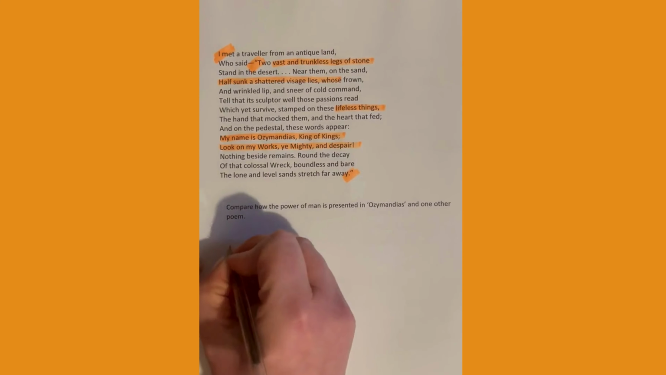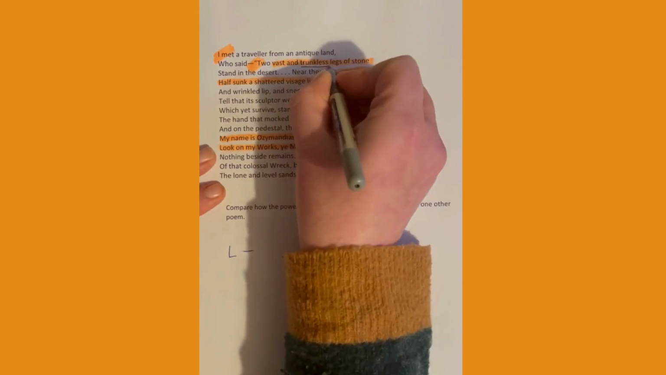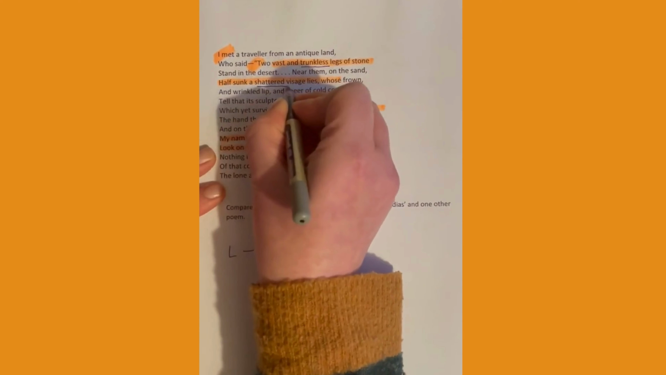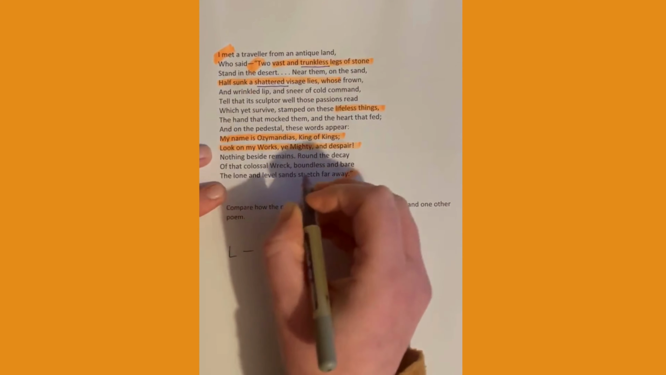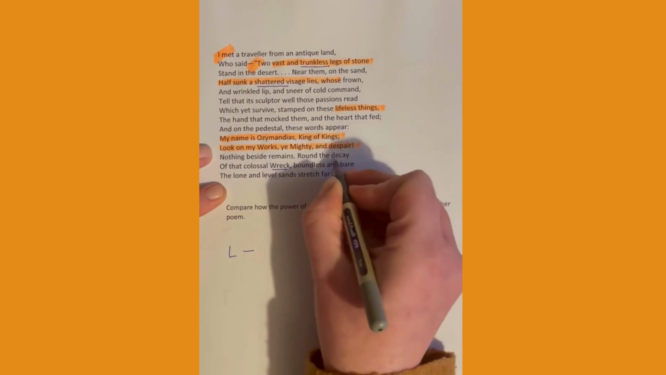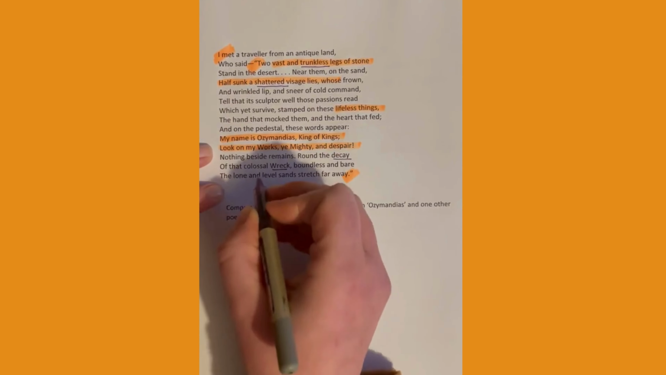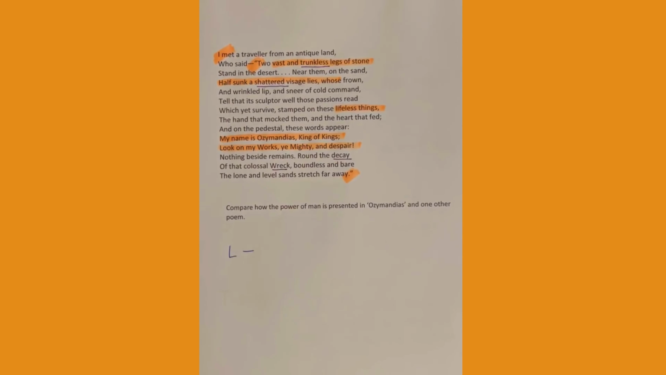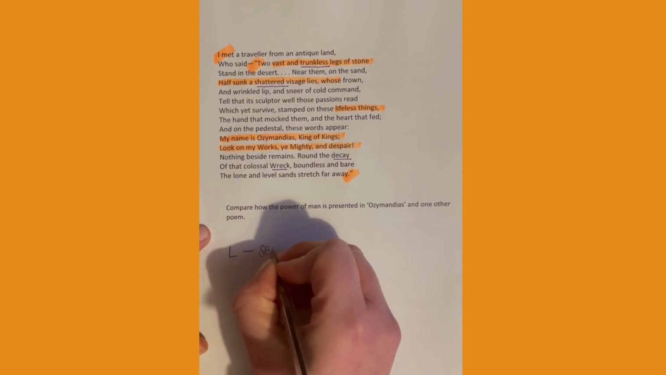Now, because we are looking to do this as list, the first thing we're going to look at is what we would talk about in terms of language. Now, you have trunkless, shattered, wreck, decay, and therefore you would look at the semantic field of destruction.